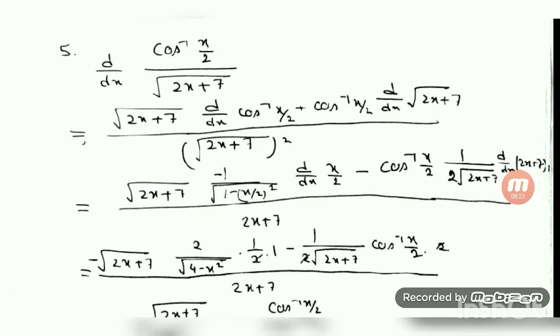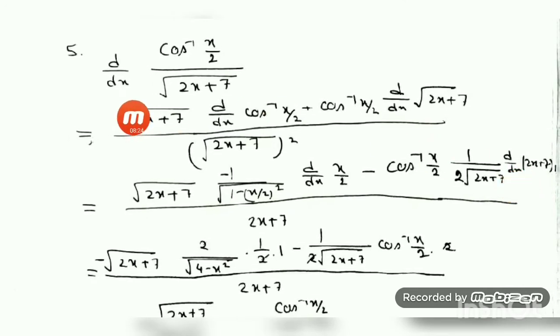Let us go to the next question, that is what? I have directly written the question, this is your question. d/dx you have to take, d/dx of cos inverse of x by 2 divided by under root 2x plus 3.